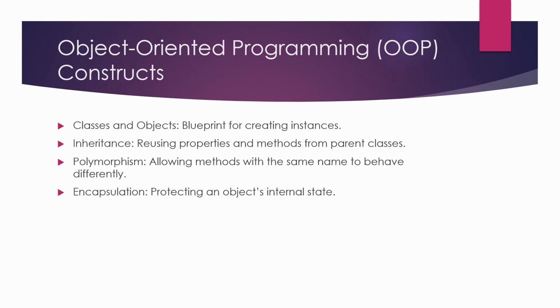Next, let's look at object-oriented programming, OOP. OOP introduces constructs like classes and objects, which act as blueprints for creating instances of objects. Inheritance allows one class to inherit properties and methods from another, while polymorphism enables different classes to respond to the same method in different ways. Encapsulation protects an object's internal state by only exposing relevant information.